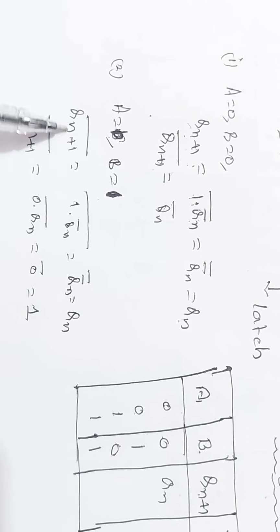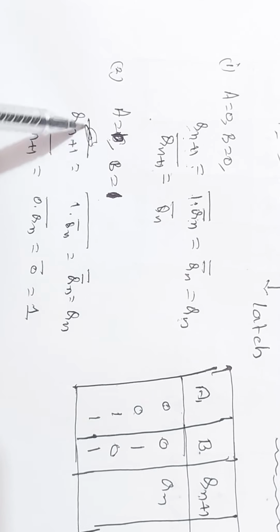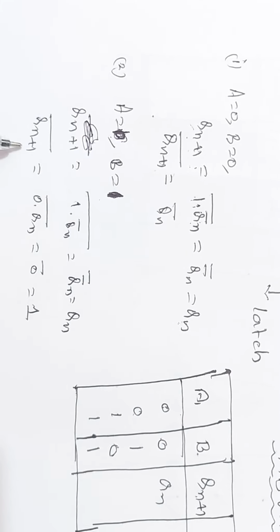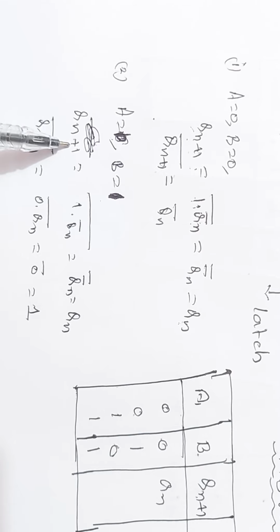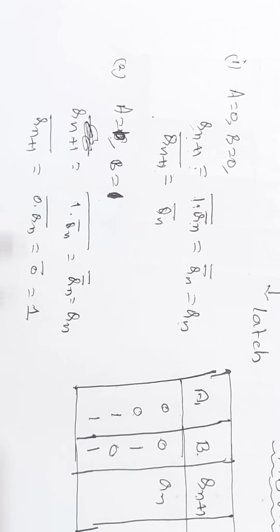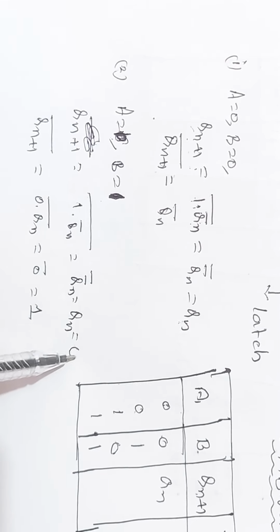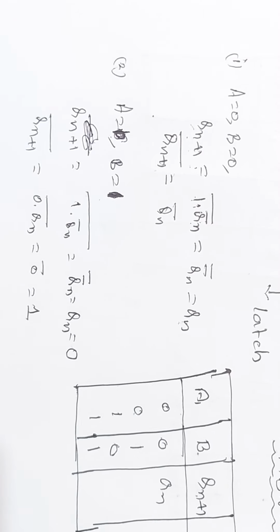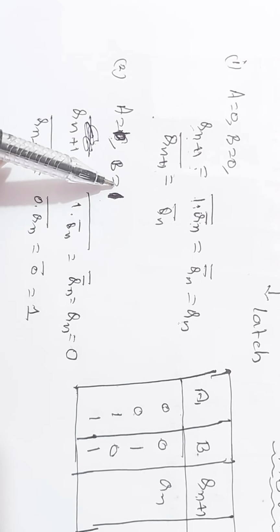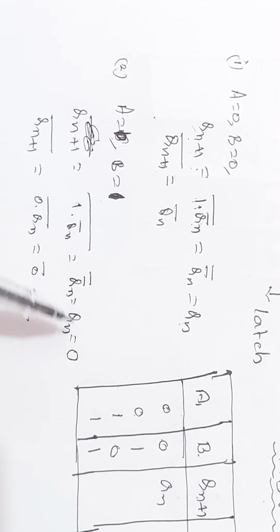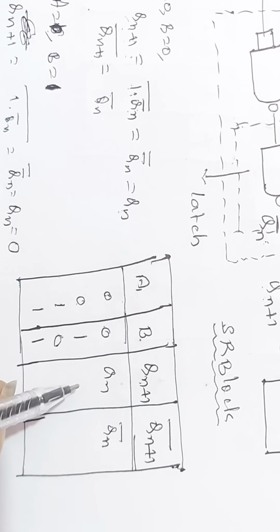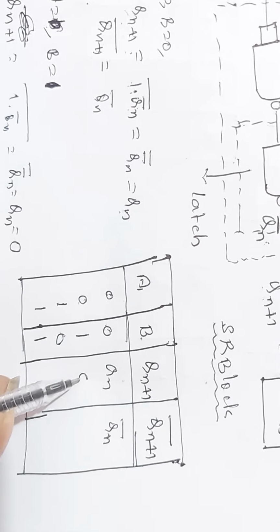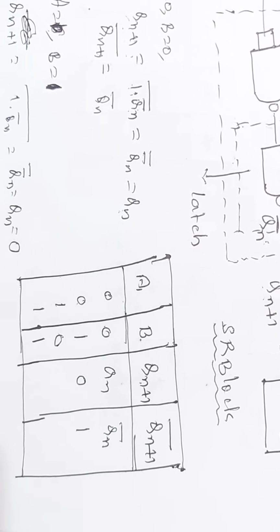Then what should be Qn plus 1? When Qn plus 1 bar becomes 1, what is Qn plus 1? It should be 0, because these two are complementary. Therefore, this Qn plus 1 should indicate 0. Therefore, when A equals 0, B equals 1, the final outputs are 0 and 1.